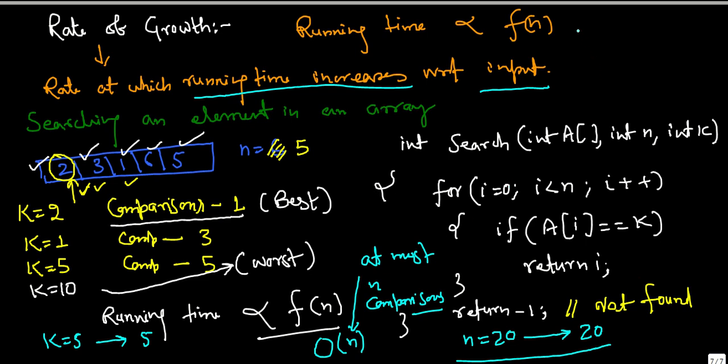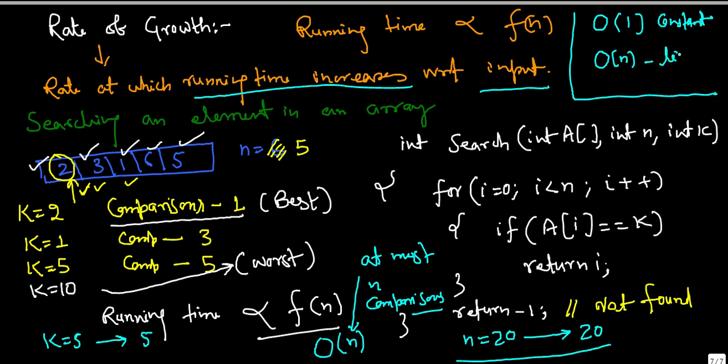There is one more thing, let us write it here. When we are talking about best case, we can also write it like O(1), and this is called constant time. And when we are writing O(n), this is called linear time, and that's why this searching algorithm is called linear search.